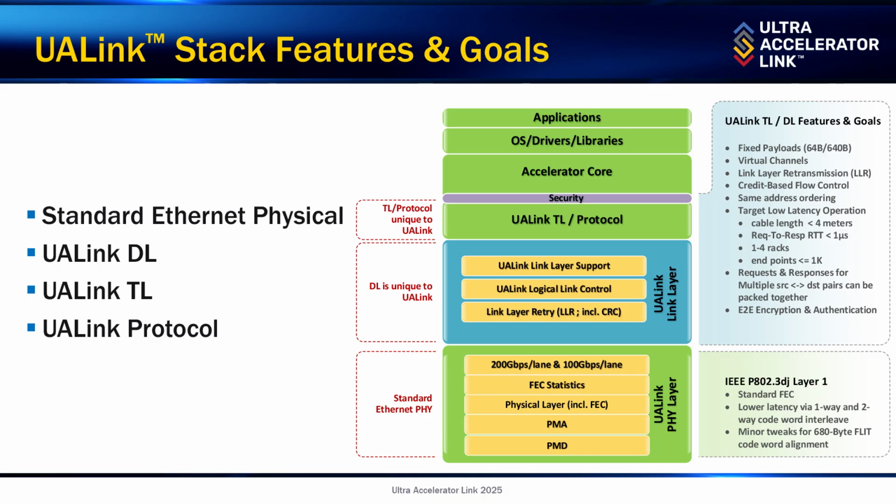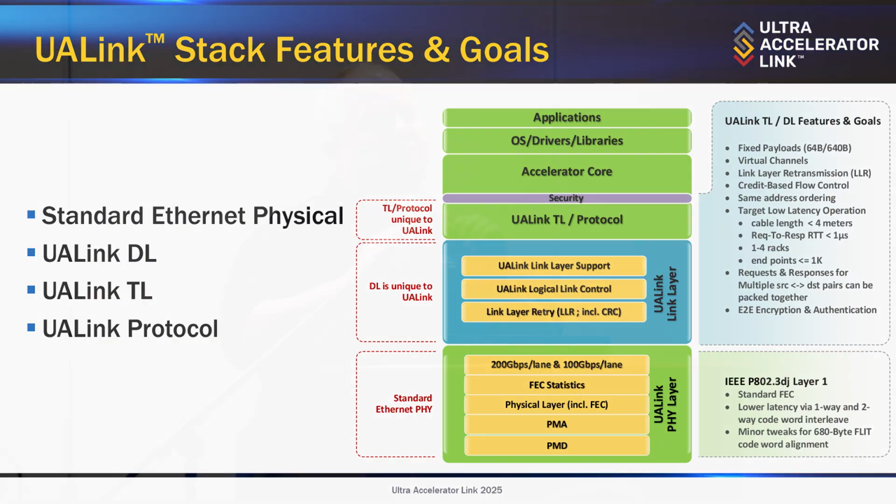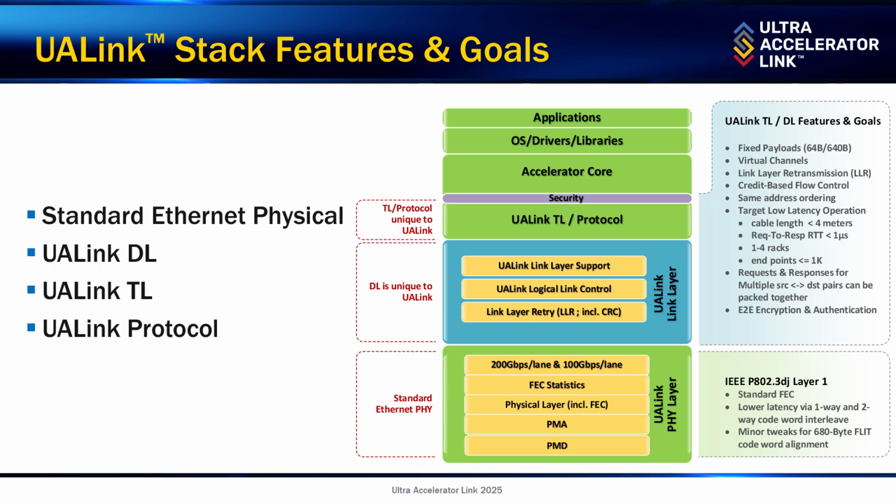We're targeting low latency operations. So cable lengths of less than 4 meters, request to response times of 1 microsecond, again 1 to 4 racks, and endpoints in the neighborhood of under 1K. We allow requests and responses for multiple source destination pairs to be outstanding at the same time, and we pack them together in flits. So multiple destinations and sources are packed into a single flit. We'll see more of this in a minute. Finally, we have end-to-end authentication and encryption. So we support confidential compute.